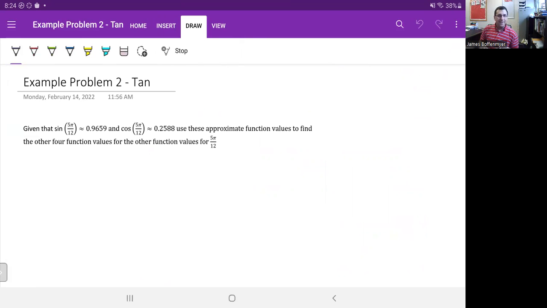So given that sine of 5 pi over 12 is equal to 0.9659, and cosine of 5 pi over 12 is 0.2588. Use the approximate function values to find the other function values for 5 pi over 12.